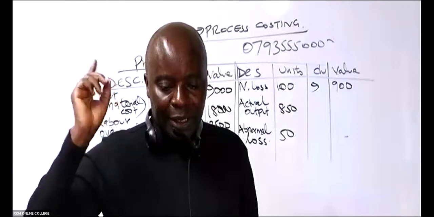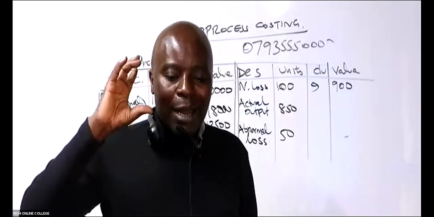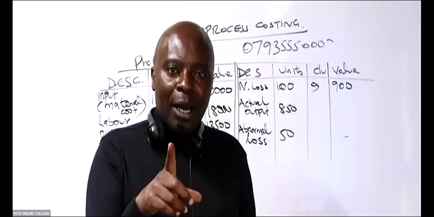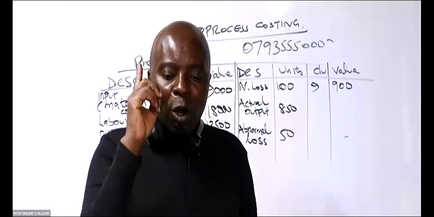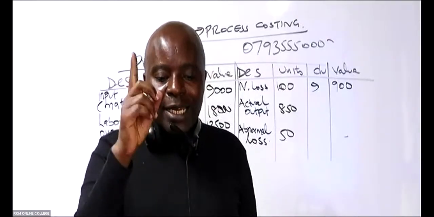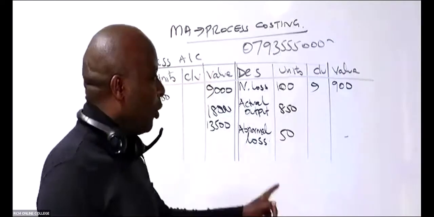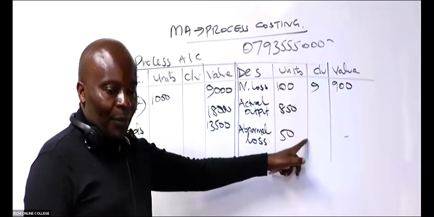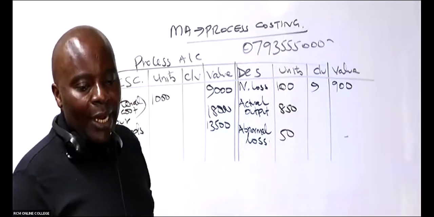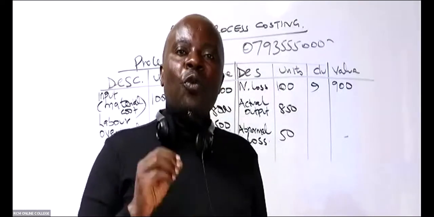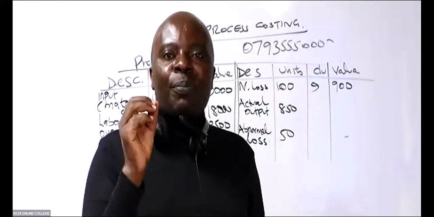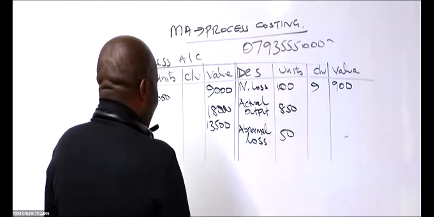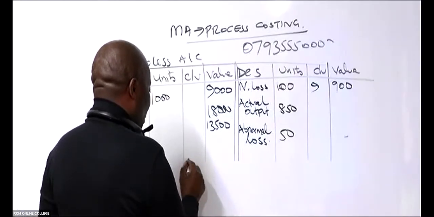I'm able to remember something. Abnormal loss, just like abnormal gain, shall always be valued at the same amount we value our good units. They carry the same cost as the actual output. So for the abnormal loss and the actual output valuation, you must use a process cost per unit formula. Ladies and gentlemen, are you able to remember the formula for process cost per unit?